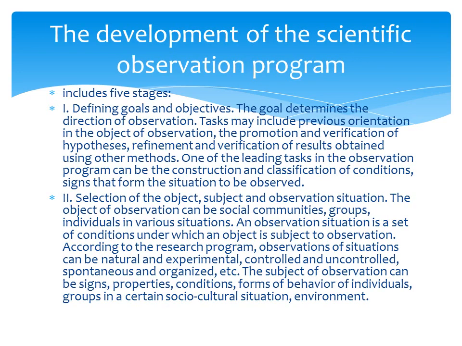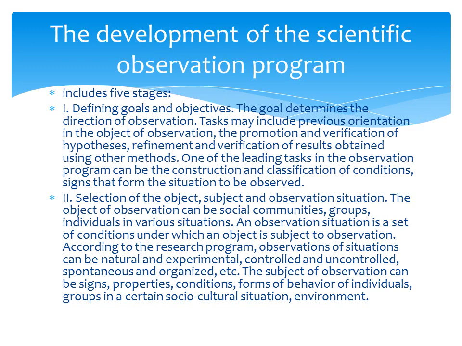And the development of the scientific observation program includes 5 stages. First, defining goals and objectives, so it determines the direction of the observation. Tasks may include preliminary orientation of the object of observation. One of the leading tasks of the observation program can be the construction and classification of conditions. The second, selection of the object, subject, and observation situation.